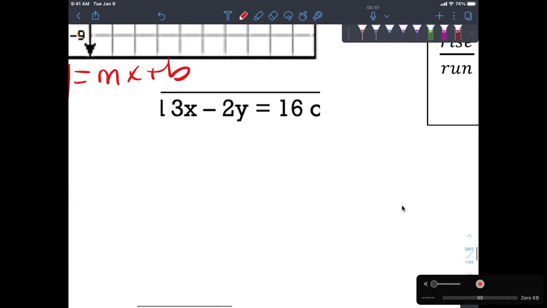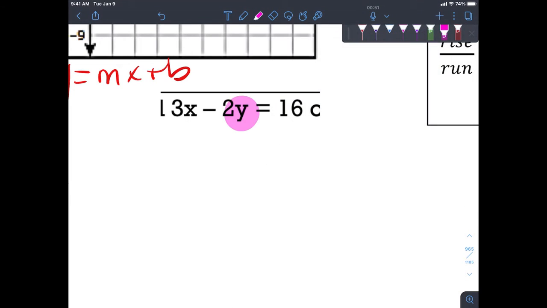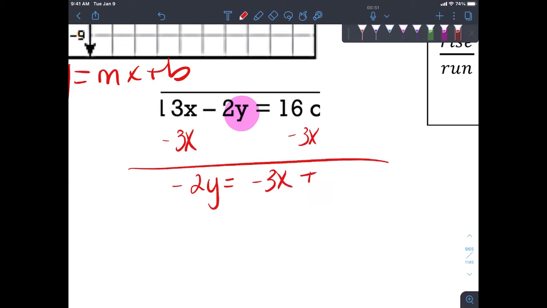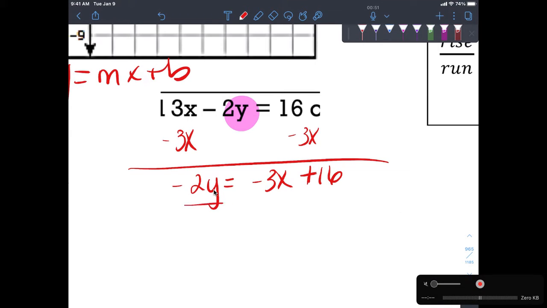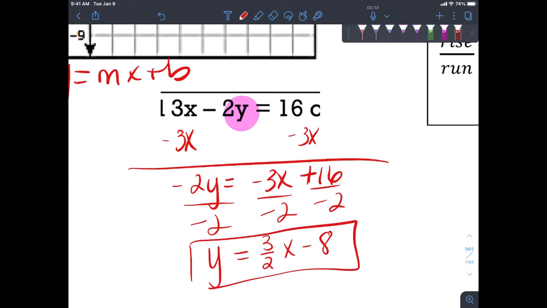Let's go ahead and look at the second one. So here again, I need to isolate my y. I see I have a 3x as well as a -2 bothering it. My 3x is not attached, so I'm going to move it to that other side. And now I'm going to divide everything I see by the coefficient of my y. And here I have an equation.